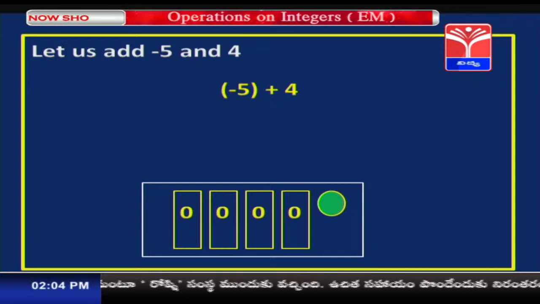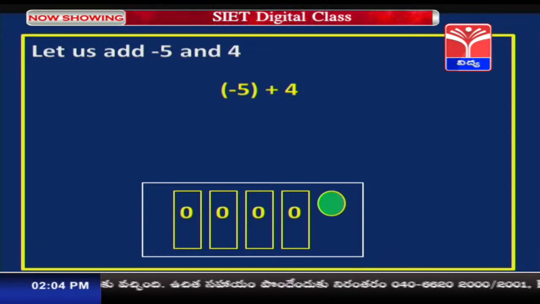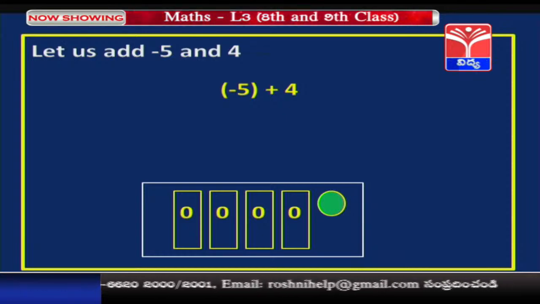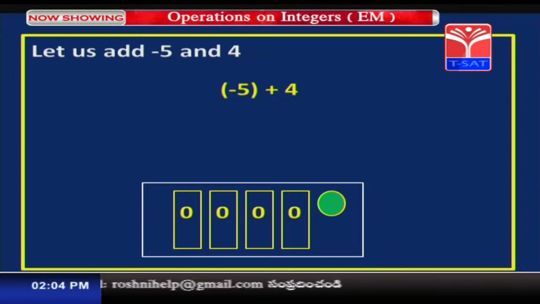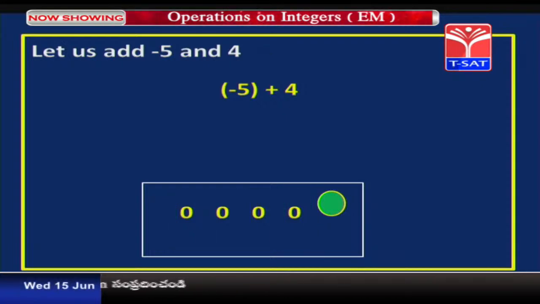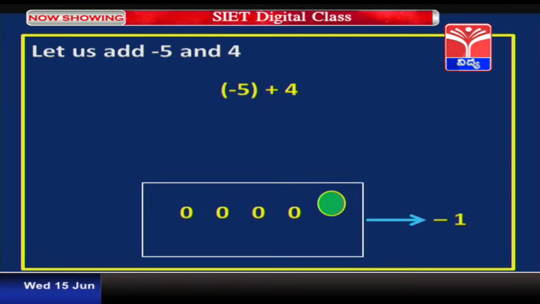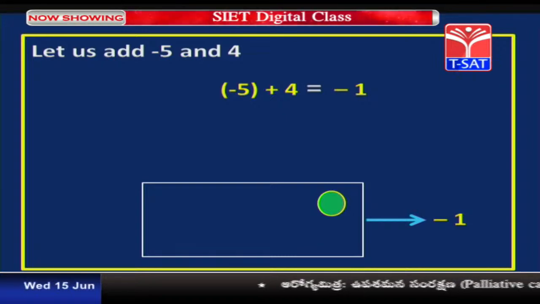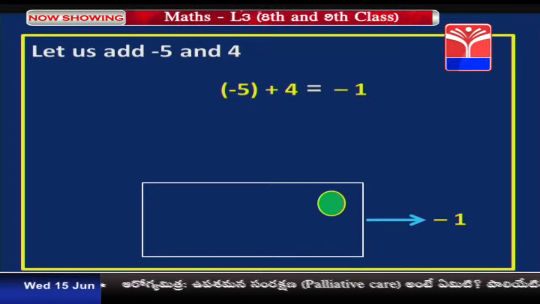And what does a green coin represent? Yes, you are again correct, children. It is a negative number. That means, we have only 1 green coin. This represents -1. That means, -5 plus 4 is equal to -1. That means, when I added a negative integer and a positive integer, I got a negative integer, isn't it?